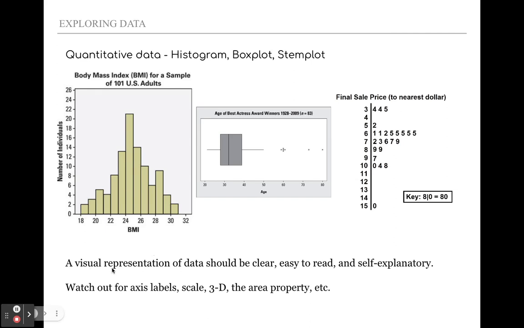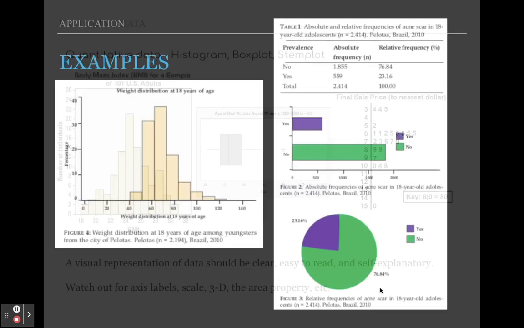Here's just a little tip about making and reading graphs and charts. A visual representation should be clear, easy to read, and self-explanatory. So these I just stole from research articles with no other context, and they're pretty clear on their own. They're missing some details. We don't know what they're talking about here, but I can tell that these are the final sale prices of some item. Watch out for axis labels, scale, 3D, the area property, etc. So I'm going to talk about good graphs and bad graphs and what these tips lead to.